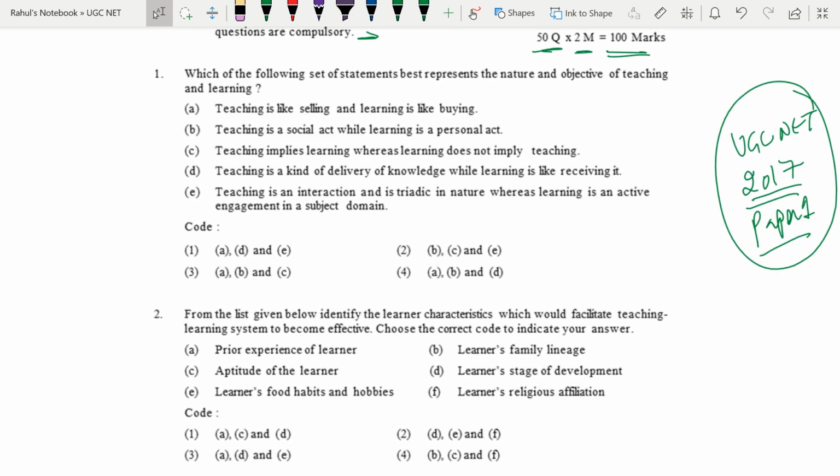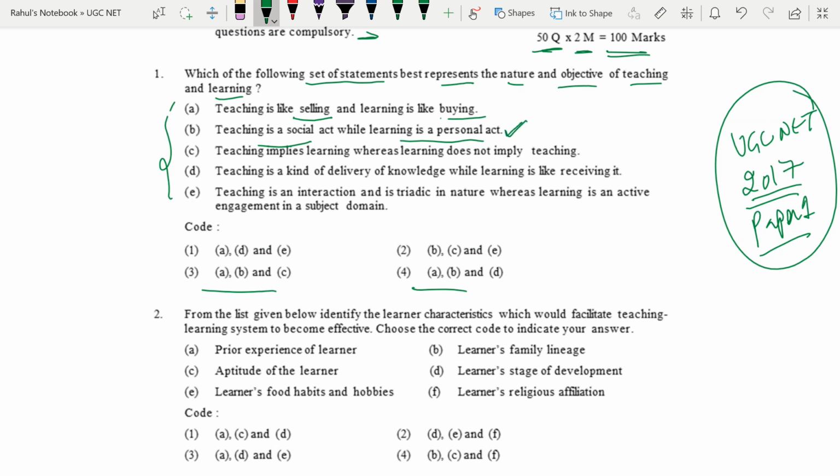Question number 1: which of the following set of statements best represents the nature and objective of teaching and learning? Here five options are given to us, then codes are given to us. On the basis of these statements' truthfulness, we need to find which of the following options are correct. Option A: teaching is like selling and learning is like buying. Okay. Second, teaching is a social act while learning is a personal act. So it is a true one.